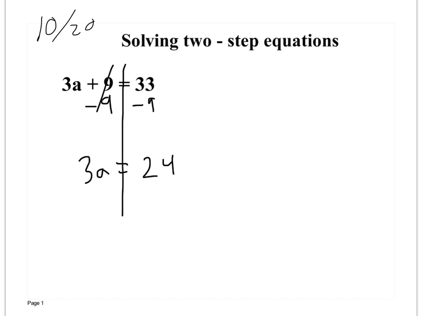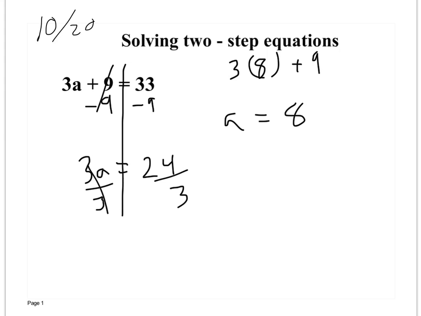Then I see 3a is equal to 24. This is just like we've been doing. All right, we see it's 3 times a. To undo times, you divide. A must equal 8. Which I have to check my answer to make sure I'm right. So I do 3 times 8 plus 9. 24 plus 9 is 33, so a must equal 8.